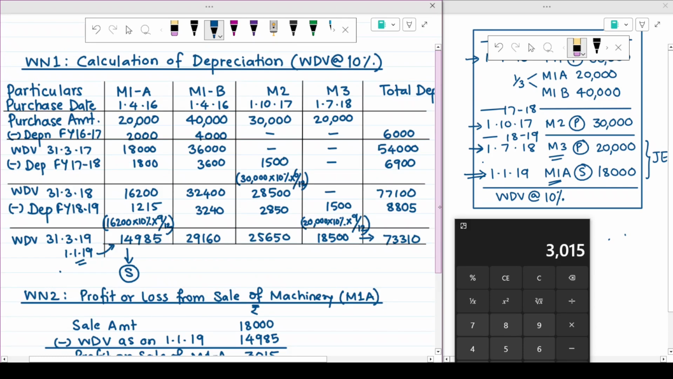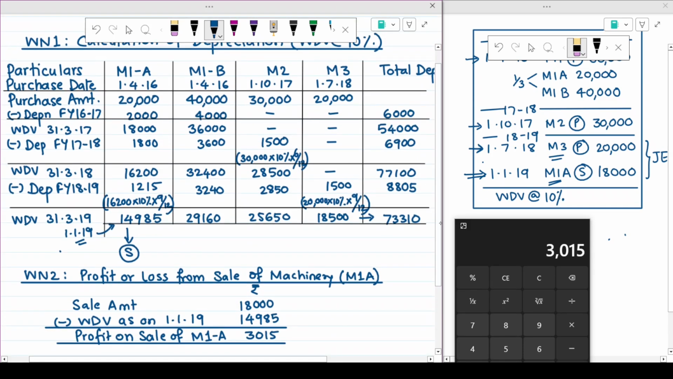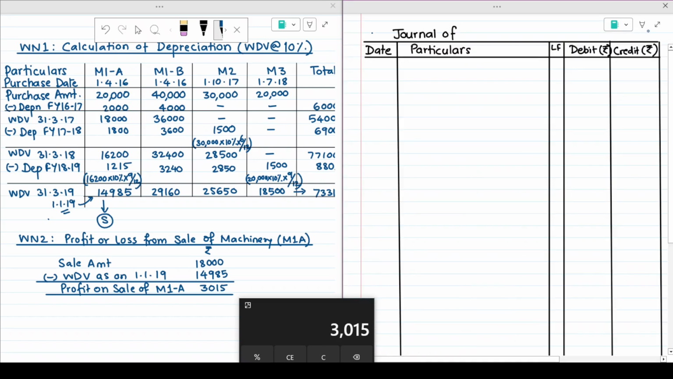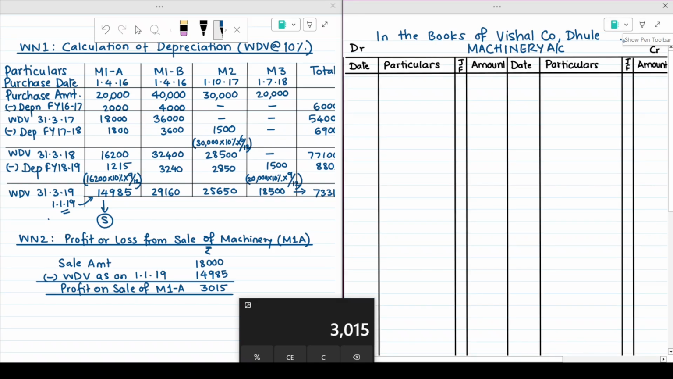Now both the workings are ready, and now we can open the machinery account, right? In the books of Vishal Company Dhule, we need the machinery account, and we also need the journal book, and we also need to pass journal entries for the 3rd year. So journal of Vishal Company Dhule. We will start with the machinery account. The first machinery was purchased on 1st April 2016, and we have split it in 2 because 1/3 of it was sold off later on.